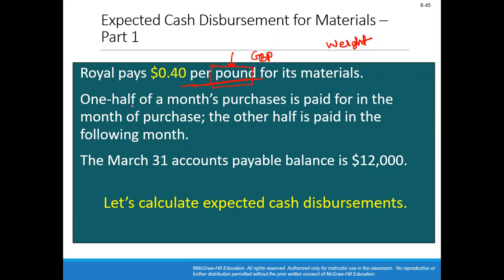Half of a month's purchases is paid for in the month of purchase, and the other half is paid in the following month. In a similar way, we made the calculation for accounts receivable collection, but here half will be paid in the month of purchase and half will be paid in the following month. So the March accounts payable balance is 12,000. Let's calculate the expected cash disbursement.